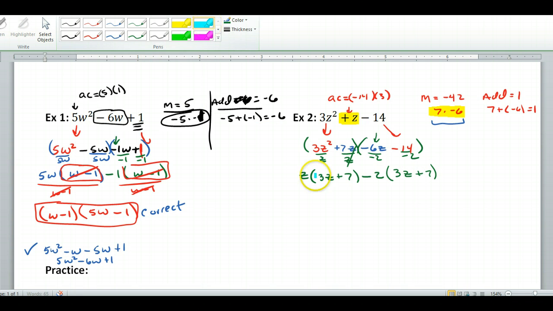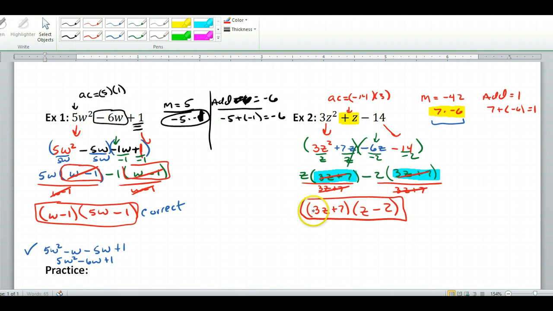Notice, our binomial factors are the same, so I know I did everything right. So I factor out the common binomial factor, and when I divide both terms by that binomial factor, these cancel out. What am I left with here? Z minus, what am I left with here? 2. And you'll notice, if you multiply these two binomials together, you would get the polynomial you started with.